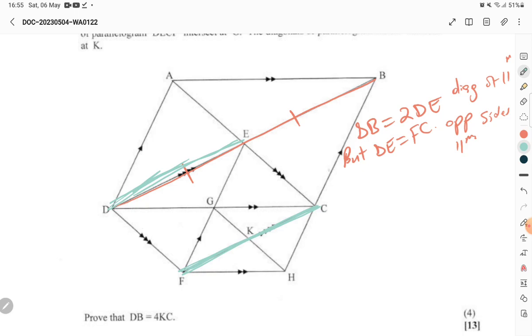So we actually have DB, which is the very first statement, and I can just modify it. It is equal to 2 times DE. What is DE? It is the same as FC, right? We just substituted from here: in the place of DE, I just put FC. But FC, which is this length, is just twice this FK.